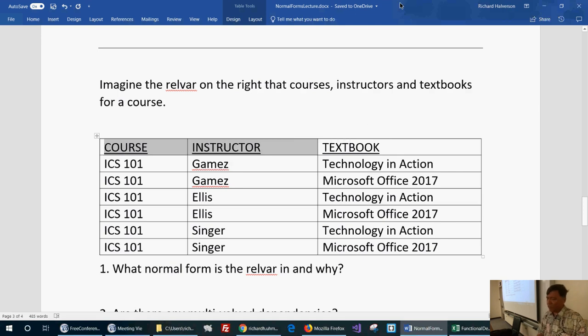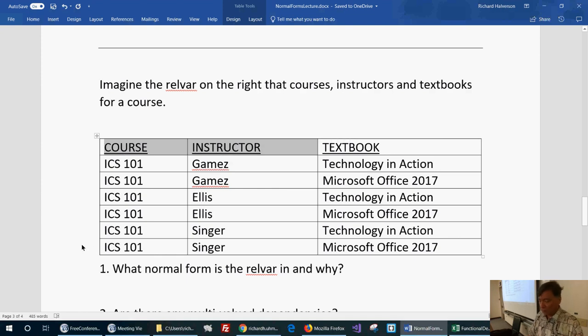Okay, so we have that, but we know that we can break it down because it's obvious what's going on here. Especially you may know that the course determines the textbook and the course determines the instructor, but instructor and textbook don't really have any relationship with each other other than the fact that they're both part of the same course. And so you would just know to divide this into two tables and have the information separately, because right off you could see what type of anomaly could take place.